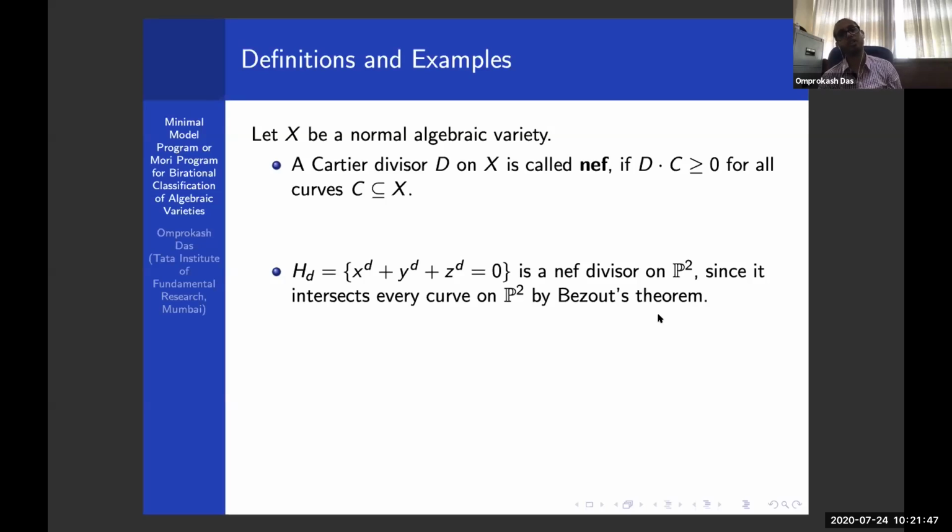by Bézout's theorem it will intersect every other curve of degree d prime, because the number of intersection points is d times d prime. Okay, so that's a nef curve. It is in fact ample, more specifically. In general, any ample divisor is nef.